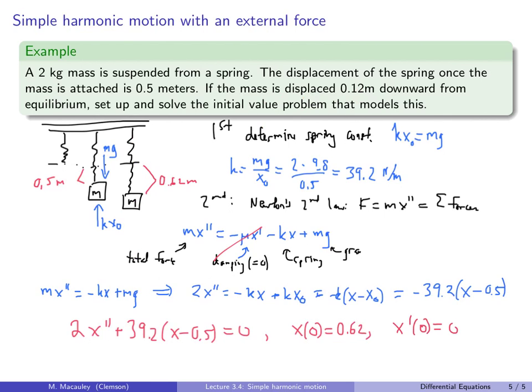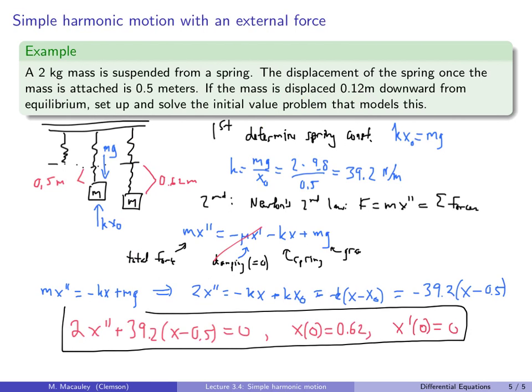So I guess we have done the first part. We have set up an initial value problem that models this, and next we need to solve it. But that should be the easy part. I think you probably agree that everything we've done so far is harder than solving this, which is things that we've spent the last few lectures on.